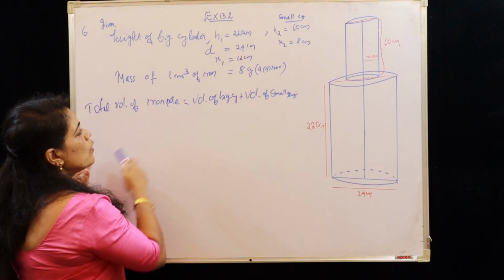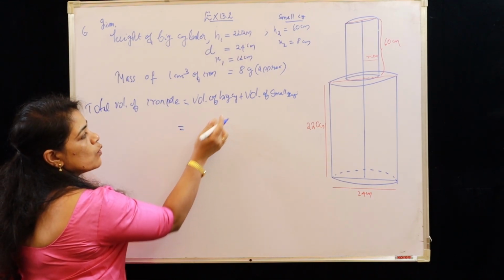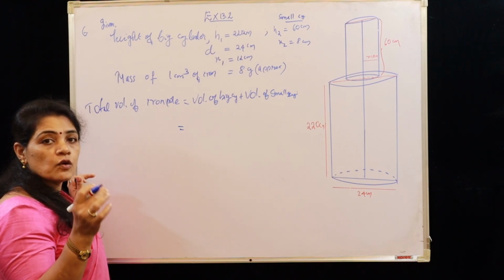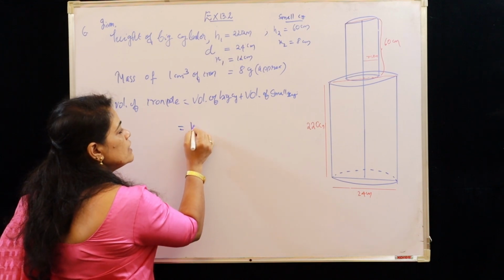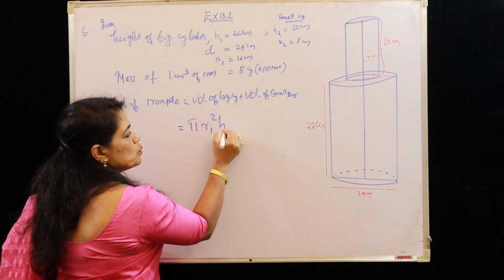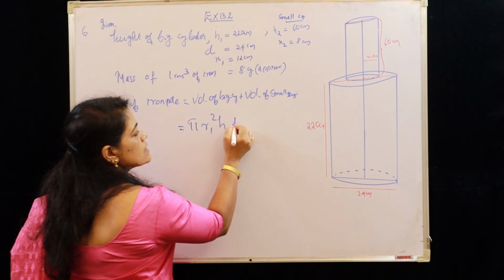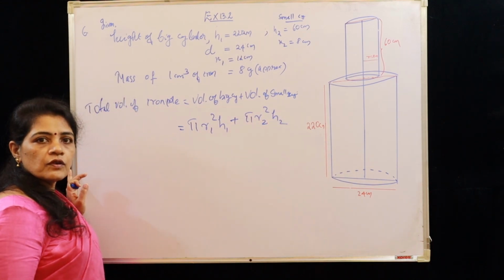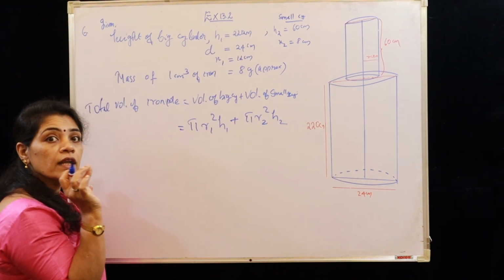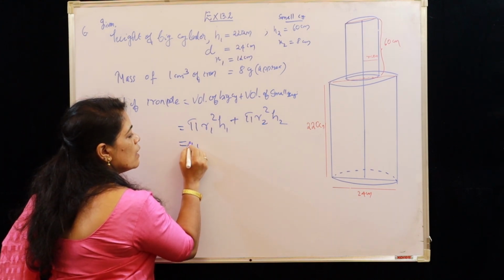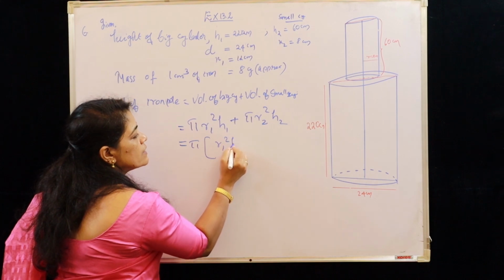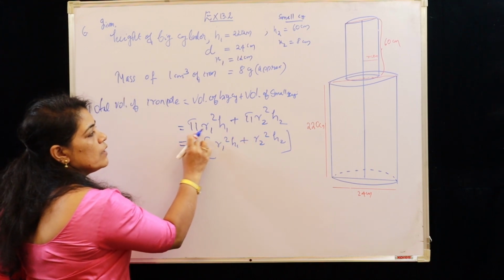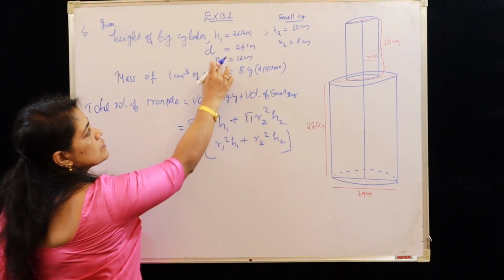Okay, so the volume of the iron pole is equal to... what is the volume of the big cylinder? Both are the same shape, so we can use the same formula, that is pi r square h. But here you have to represent it as pi r1 square h1 for the big cylinder plus pi r2 square h2. From both the terms, pi is the only common factor that can be taken outside. Then r1 square h1 plus r2 square h2 in the bracket. Now we can just substitute the values.